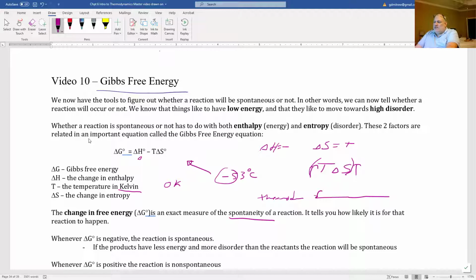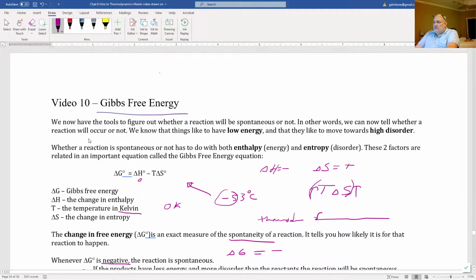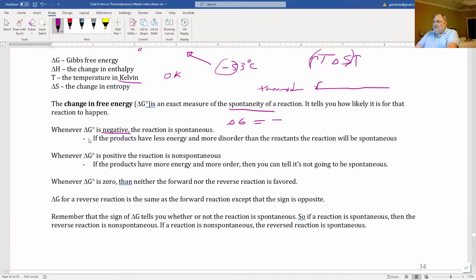If our change in G is negative, we're going to have a spontaneous reaction. So we like to have a negative change in G. If our change in G is positive, then the reaction is not going to work. It's non-spontaneous under any conditions. If our change in G is 0, then we are at equilibrium.